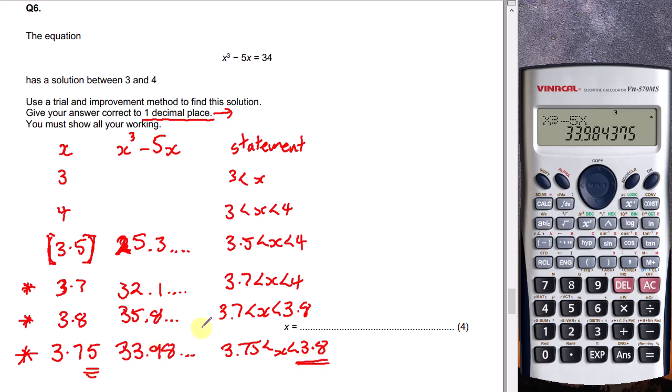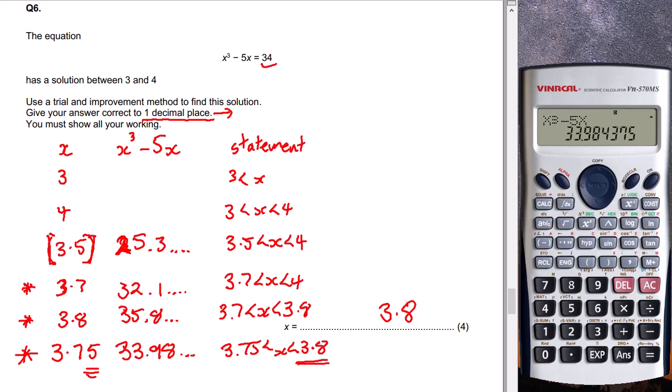If you actually put these in correctly, comparing to the 34, it will get rid of the wrong side. So we get the final answer 3.8 to 1 decimal place. If you put in 3.75, expect to lose a mark.